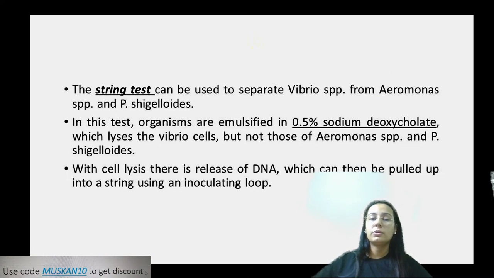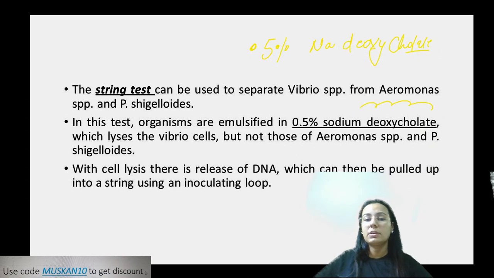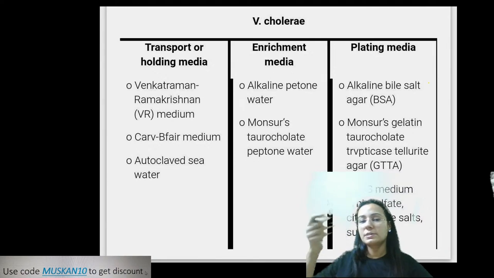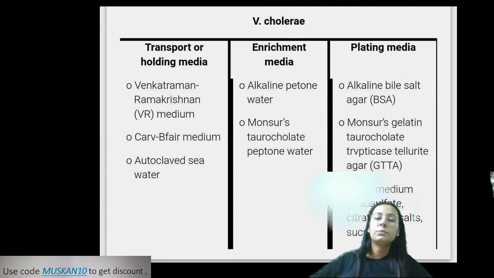This is also important to remember: it is emulsified in 0.5% sodium deoxycholate. Okay, so it is emulsified, just remember this one line, that is 0.5% sodium deoxycholate. And the transport media we have seen by the CAVE mnemonic, and the plating media and enrichment media is APW and the taurocholate peptone water. And the plating medium one is the TCBS. Another important media is the GTTA, that is the gelatin taurocholate tryptase tellurite agar.